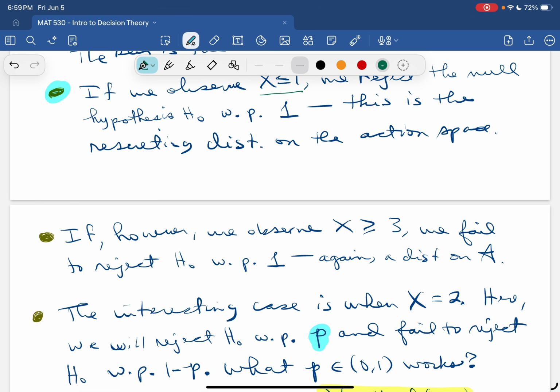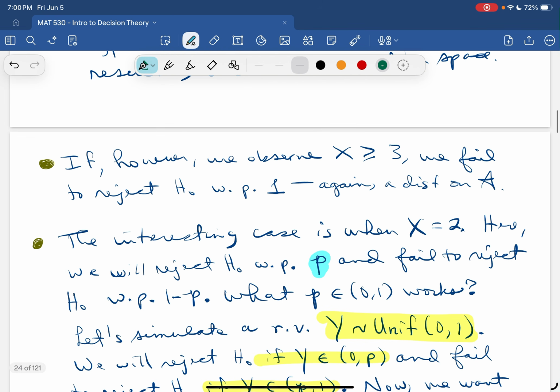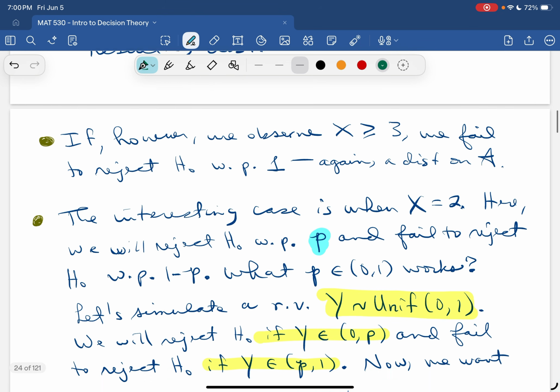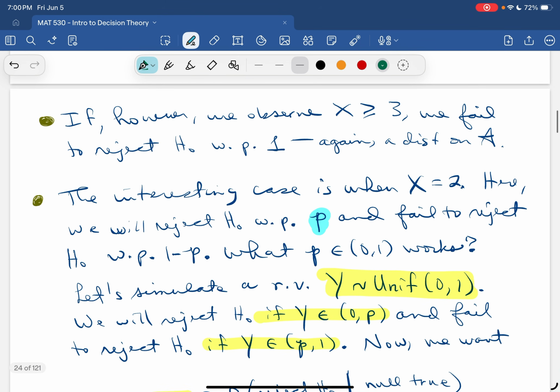But it's going to be unfair in such a way that our significance level for this test will be exactly what we want. So let's simulate a random variable y, which is uniform from 0 to 1. And it's important to note that this random variable y needs to be independent of the random variable x and have nothing to do with theta. So what we're going to do is we're going to reject h0 if our random variable y is in this interval from 0 to little p, and then we'll fail to reject if it's in this interval from little p to 1.